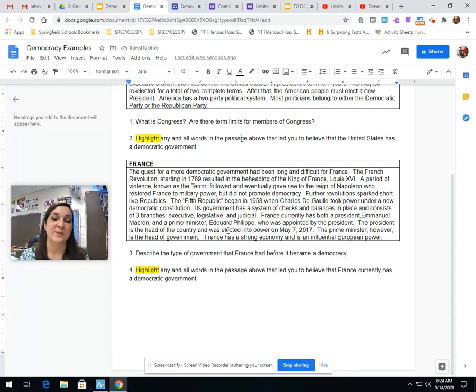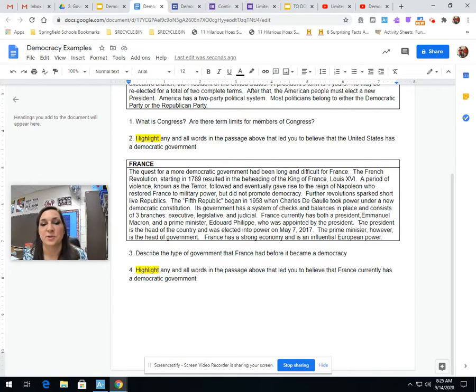So now again, if you're following me, I'm going to read to you the section about France, and then you're going to do very similar things. So the quest for a more democratic government had been long and difficult for France. The French Revolution, starting in 1789, resulted in the beheading of the King of France, Louis XVI. A period of violence known as the Terror followed and eventually gave rise to the reign of Napoleon, who restored France to military power but did not promote democracy.